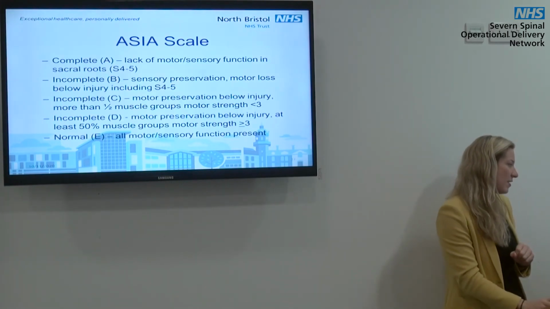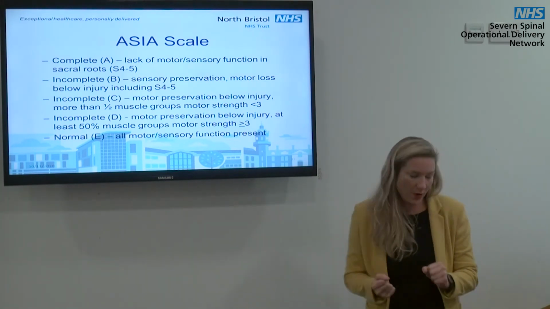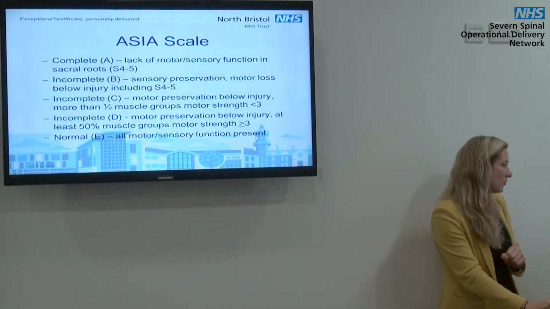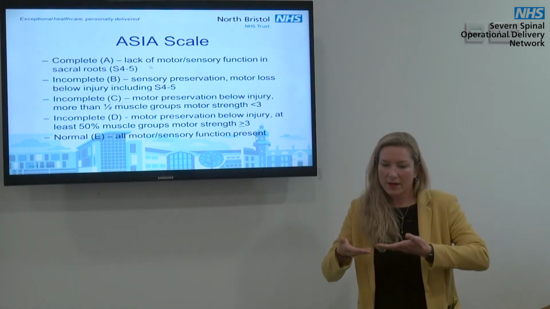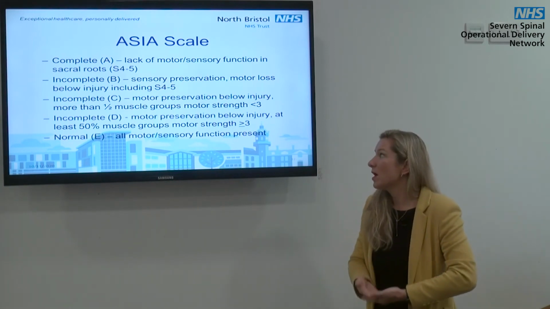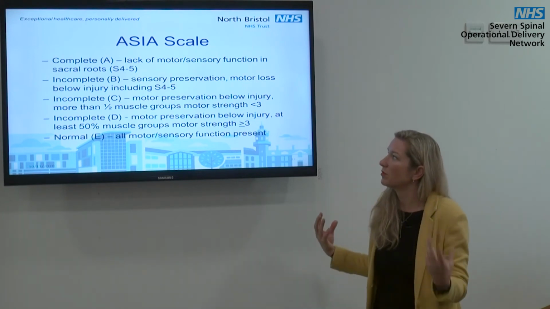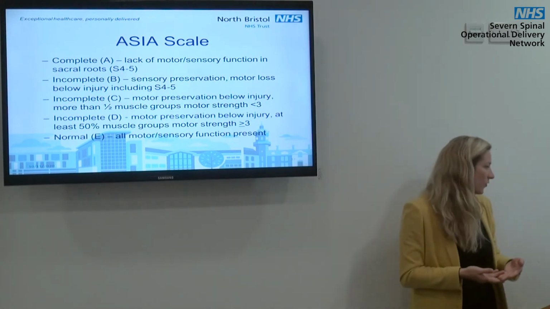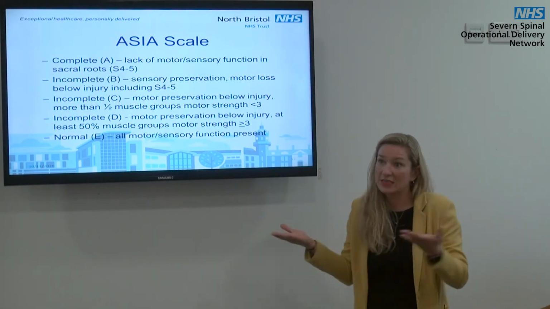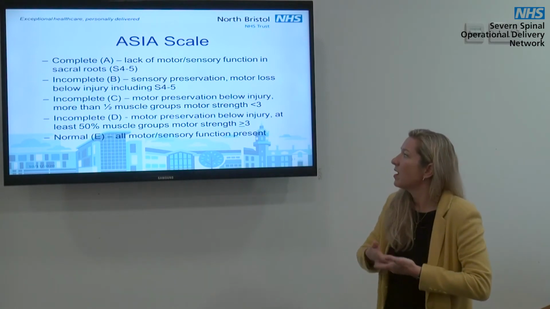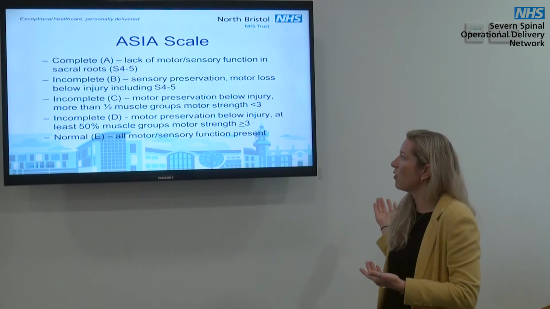So the ASIA scale, this is the way we document what spinal cord injuries we have. A complete spinal cord injury, which means somebody has an injury from whatever level, but there are no working nerves from below that level, is called complete. If we've got somebody that has some motor loss but sensory is still intact from that level, it's incomplete. And then we go down through various groups until we have normal at the bottom.